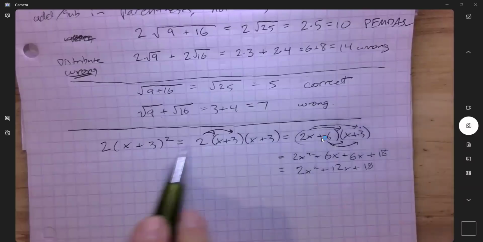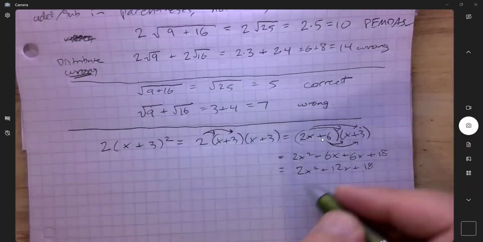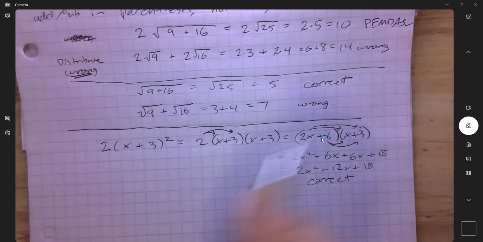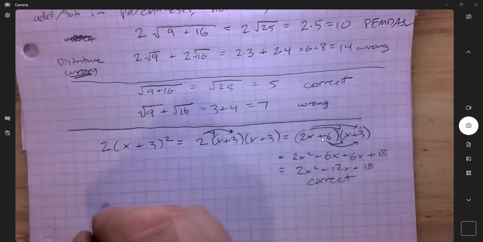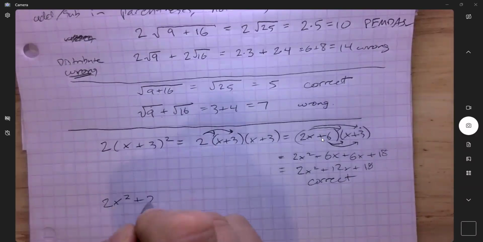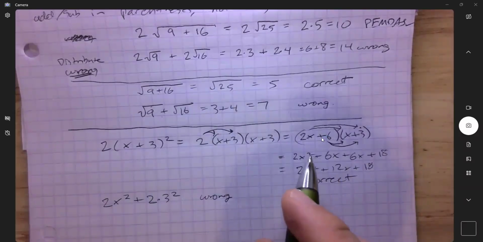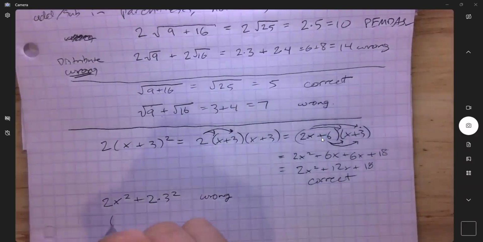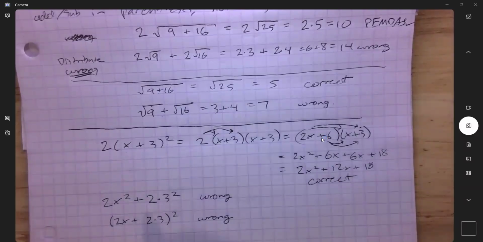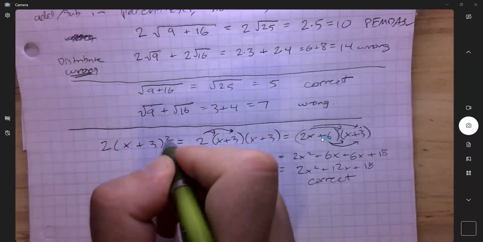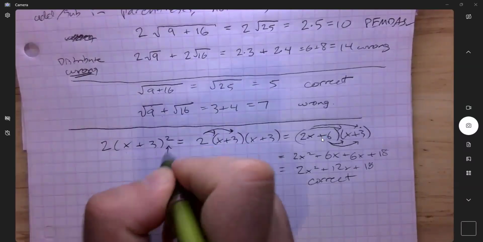But the point I want to make is that you cannot write, so this is correct, you cannot break this into 2x squared plus 2 times 3 squared. This is wrong. And it would also be wrong to write it as 2x plus 2 times 3 all squared. That is wrong. So you cannot distribute across anything but a basic parentheses. Here's a squared, so not basic.